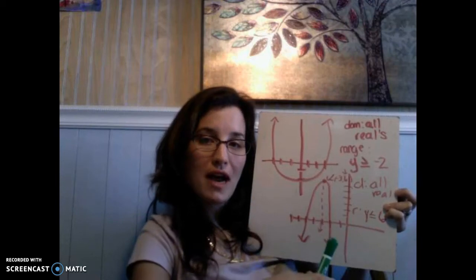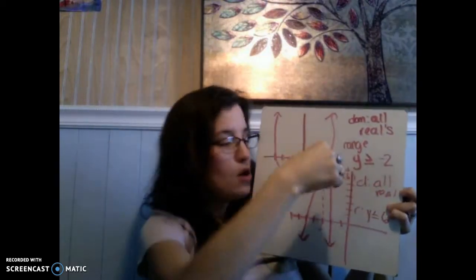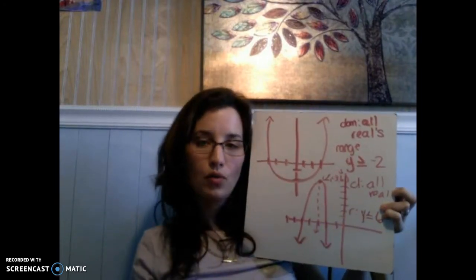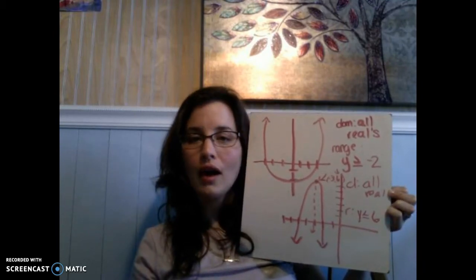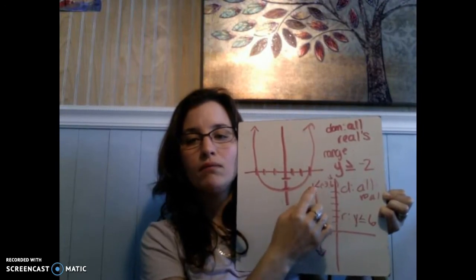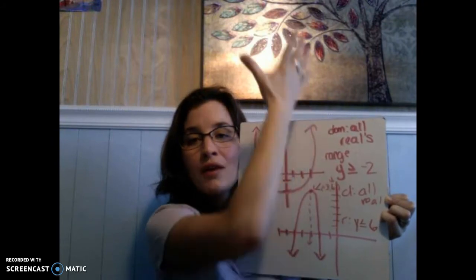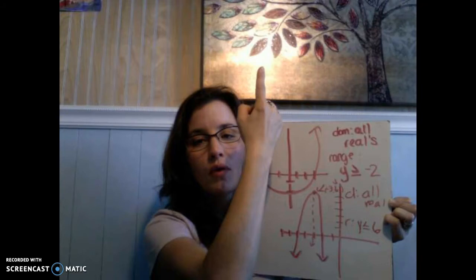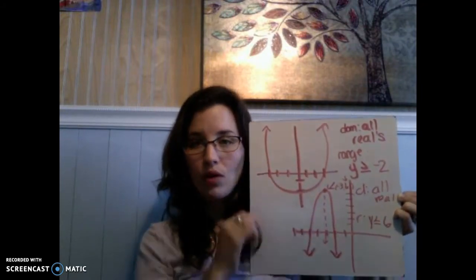it's going forever down. It's going forever down and forever right or left, because notice what's happening in this parabola: it's expanding. It's going outward. Okay? Got it? All right, good. So minimum, maximum, all real domain. Y is greater than or equal to -2. So when there's a minimum, y has to be greater than because it's going up. When there is a maximum, y has to be less than because it's going downward.